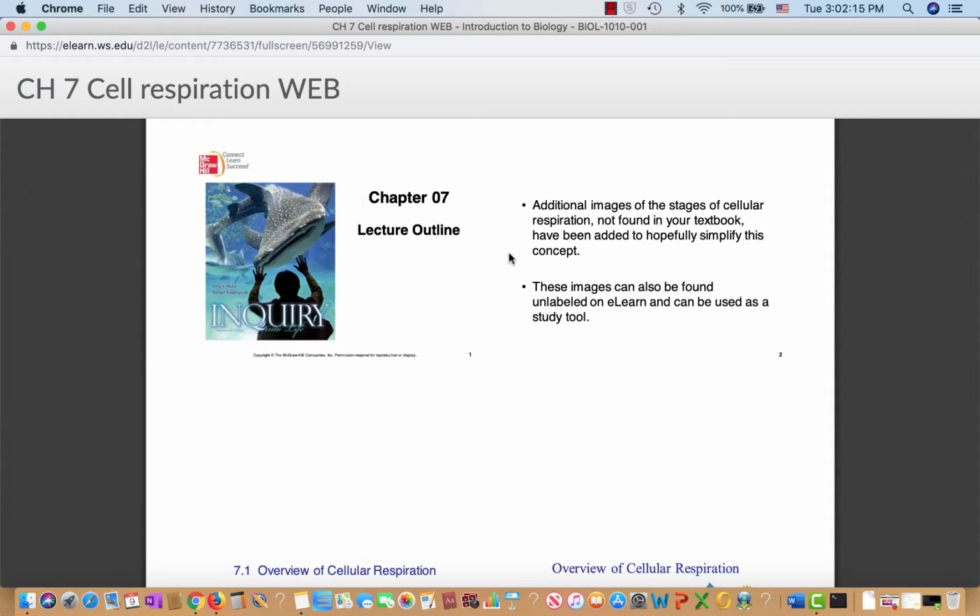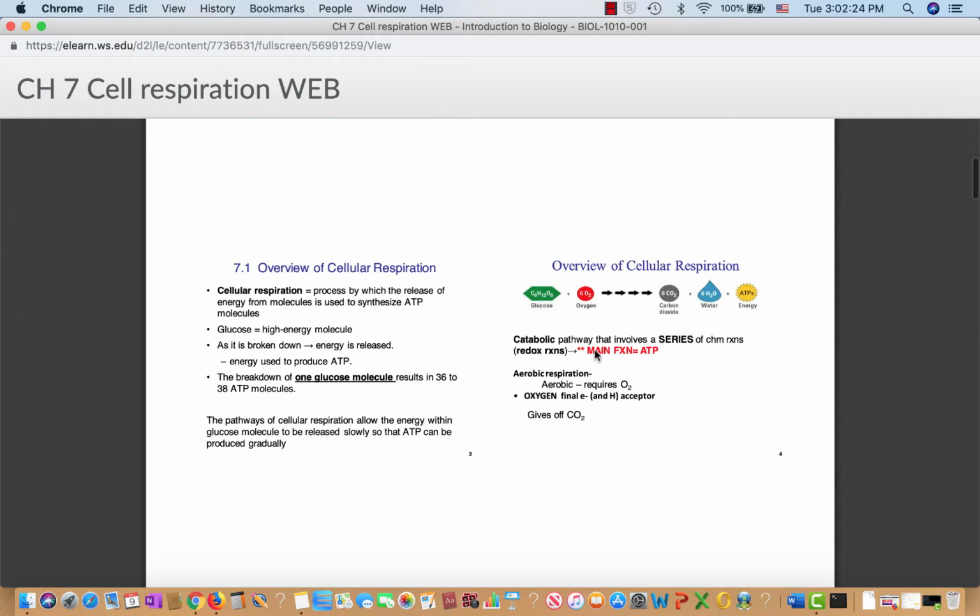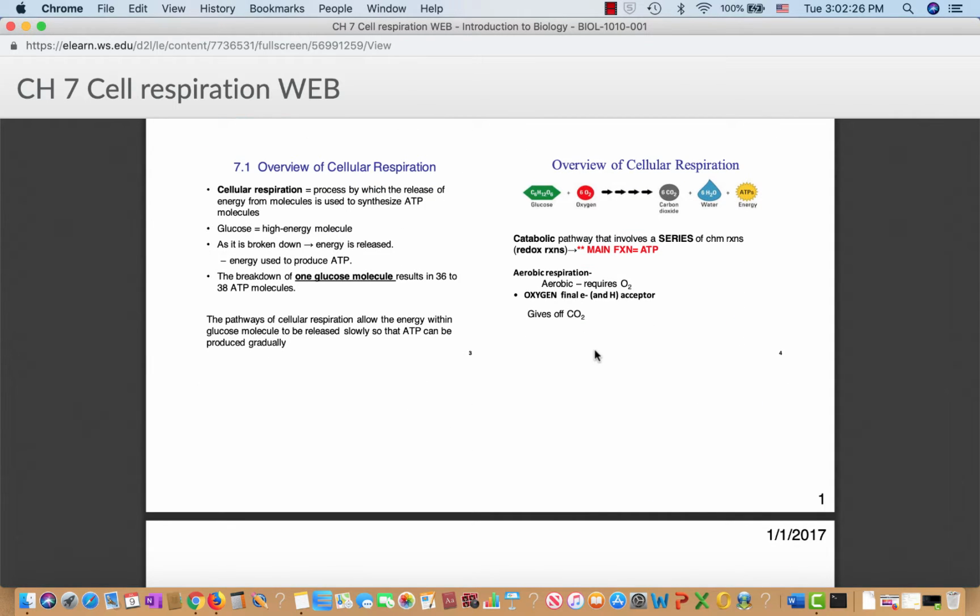In the textbook, there are more images of the process of cellular respiration. The ones in the PowerPoint here are a little more simplified. So, cellular respiration is the process by which the release of energy from molecules is synthesized into ATP. And as we know, ATP is the energy carrier of the cell, and without it, you couldn't really do much of anything.